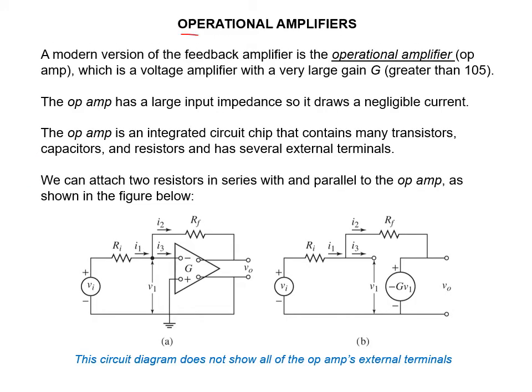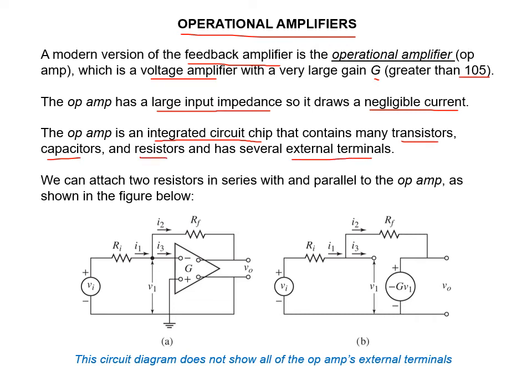So as we start to look at these op amps, a modern version of a feedback amplifier is the operational amplifier or op amp. This is a voltage amplifier with a very large gain G, greater than 10^5. The op amp has a large input impedance, so it draws a negligible current. It also is an integrated circuit chip that contains many transistors, capacitors, and resistors, and has several external terminals.